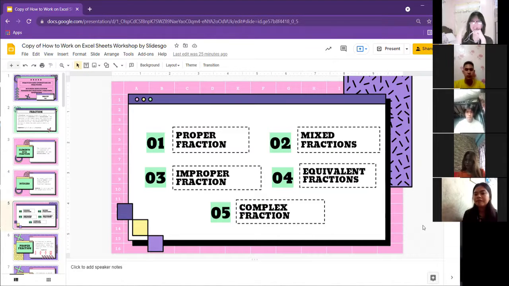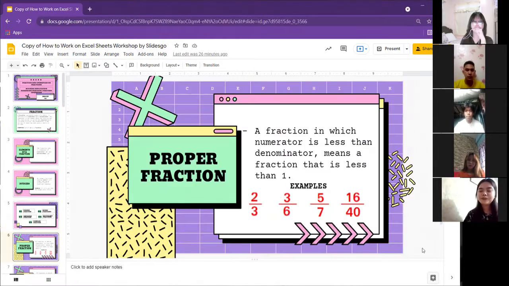Number 1, proper fraction operation. Number 2, mixed fraction operation. Number 3, improper fraction operation. Types of fractions: Number 1, proper fraction. Number 2, mixed fractions. Number 3, improper fraction. Number 4, equivalent fractions. Number 5, complex fraction.